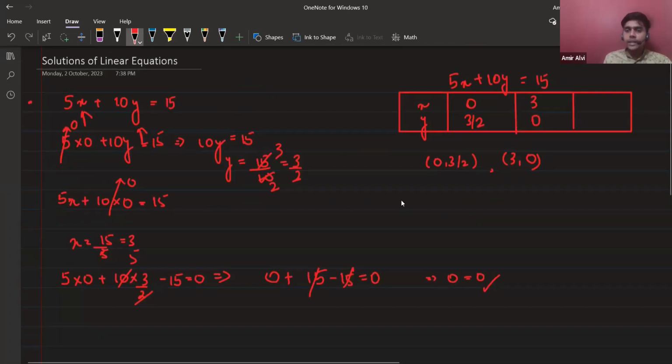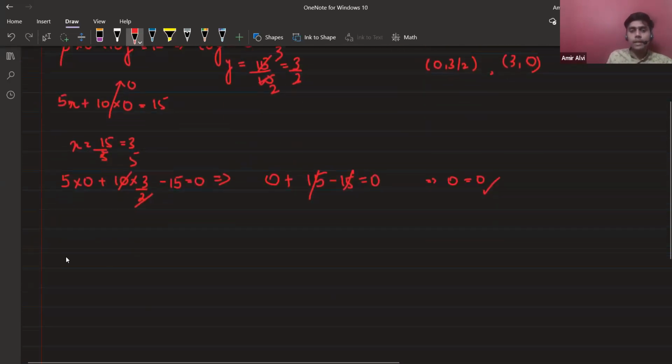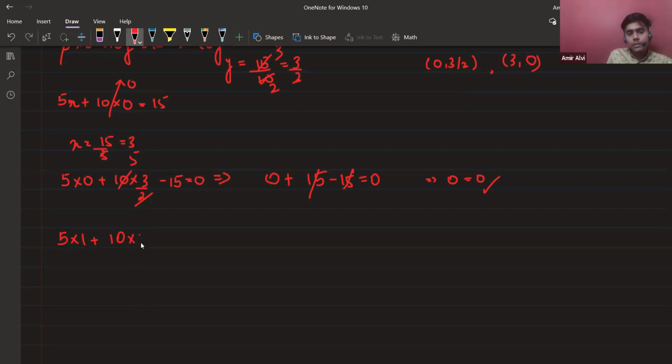And the second thing, let's suppose if I put x equals 1 and y equals 1 as well. Now, Simran, tell me, if I put x equals 1 and y equals 1, is it equal to 15, yes or no? 5 and 10, 15 equals 15. Is this true or false? Yes, true. So our condition is getting satisfied.